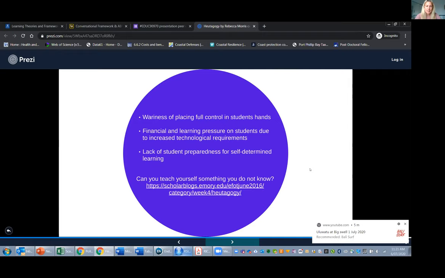I guess there's also kind of worry about how much organizing or what is the practicality of doing this on a full scale across the course. There was also worry about the financial and learning pressure on students due to increased technological requirements. I mean, even just moving in the COVID environment online, we obviously assume that all students have access to laptops and things like that, and that's not necessarily the case.